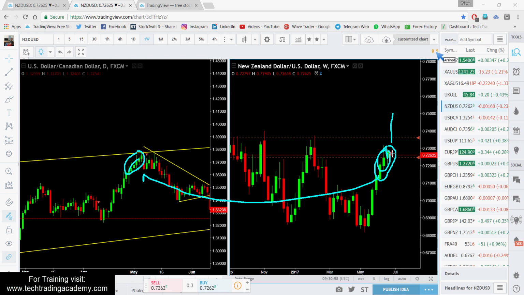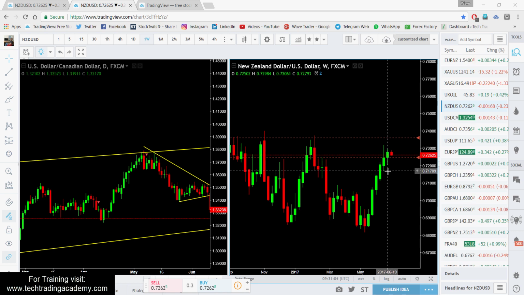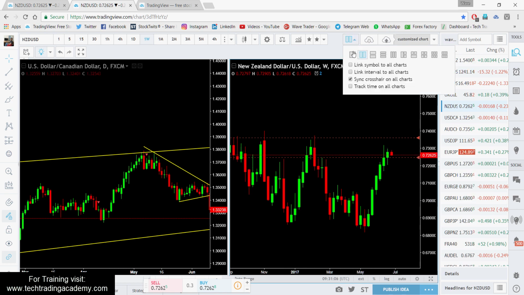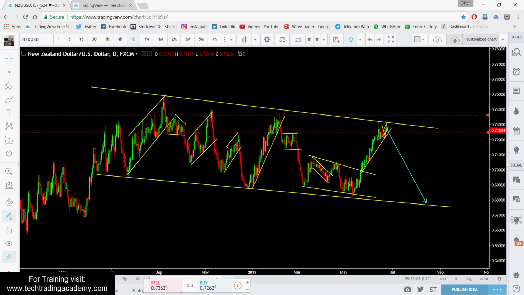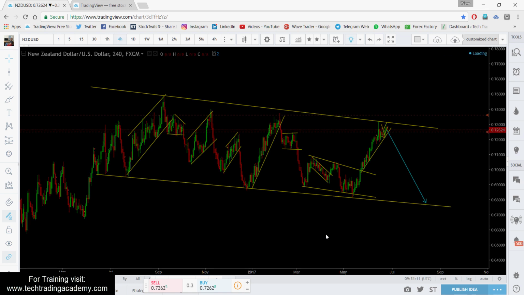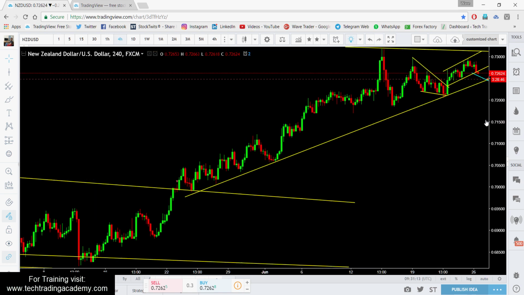Okay, so highly likely this week price is going to fall. Fall back to somewhere here. I will let you know up to which level it can fall back. All right, so this is the bigger weekly candlestick analysis.